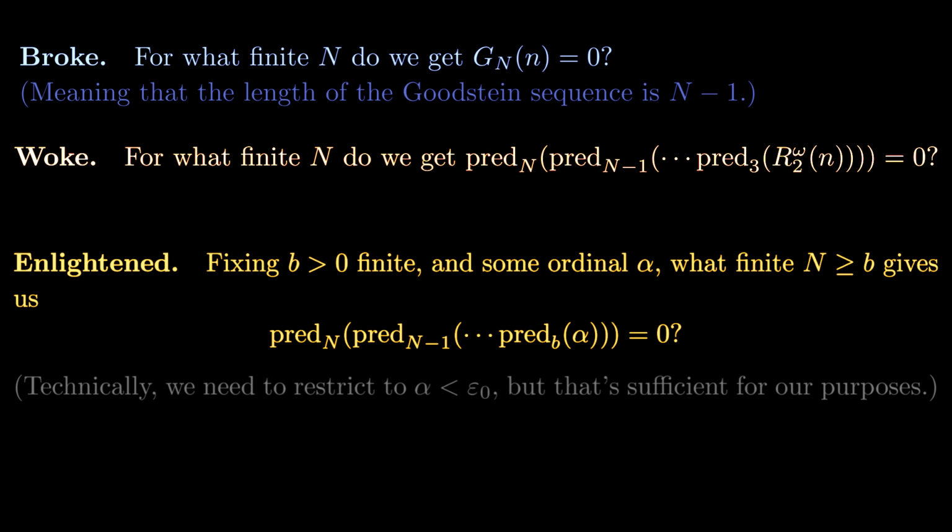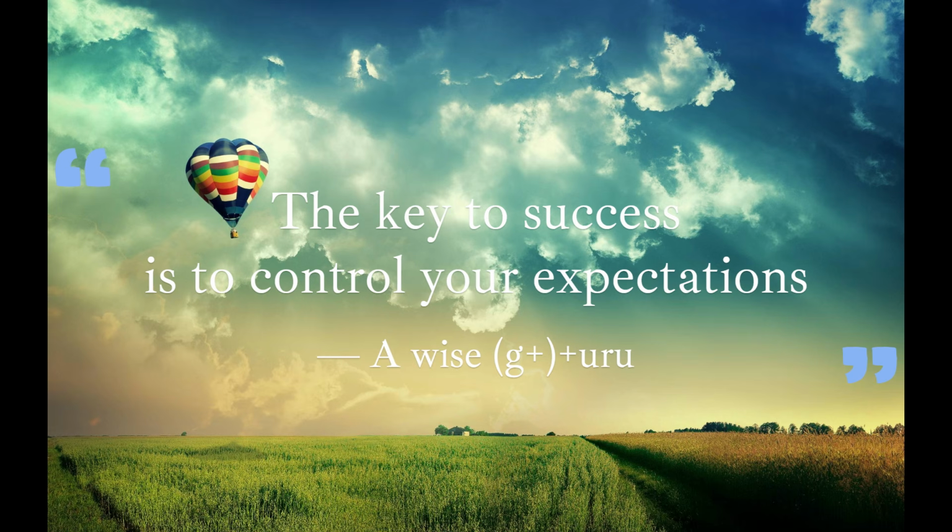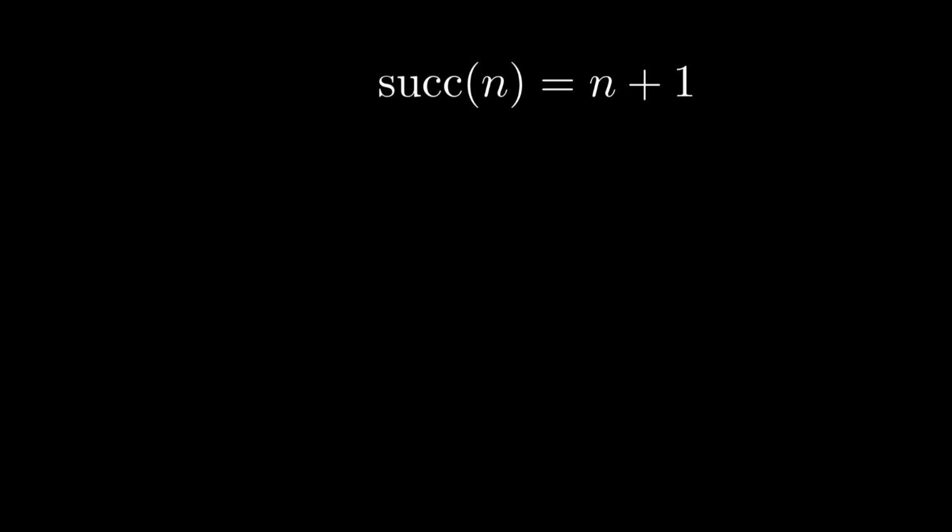Now, if we want to answer this question with a formula, we're going to need some really fast-growing functions. So how would you define a really fast-growing function f from the natural numbers to the natural numbers? The key to success is to control your expectations. And you can't spell success without suck. The successor function is probably the most natural place to start, so let's call that f0.